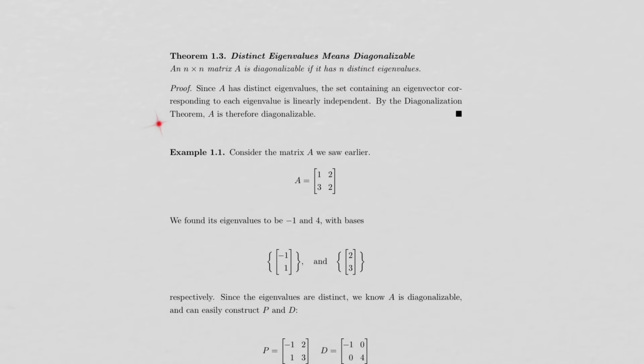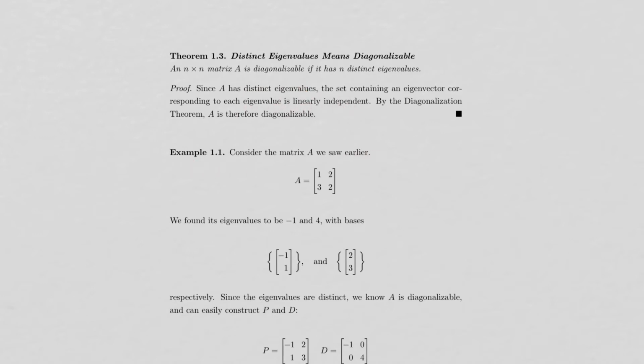The proof of this one is very simple. Since A has distinct eigenvalues, by the condition, the set containing an eigenvector corresponding to each eigenvalue is linearly independent. By the diagonalization theorem, then, A is therefore diagonalizable. And this part we saw in the previous lecture on eigenvalues and eigenvectors. There's a theorem that says distinct eigenvalues correspond to linearly independent eigenvectors.